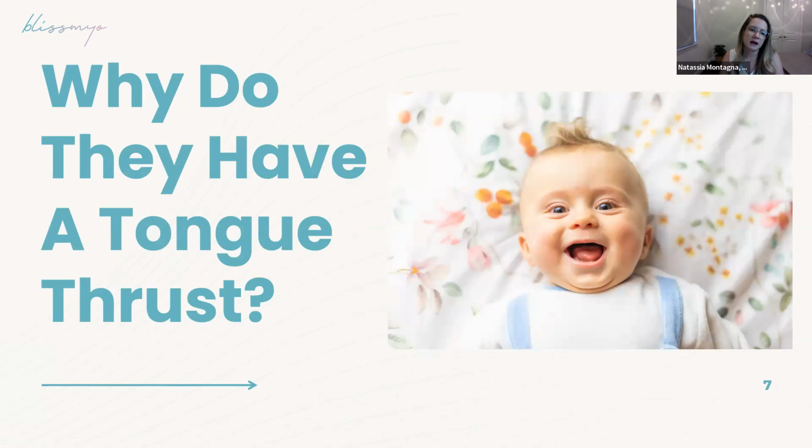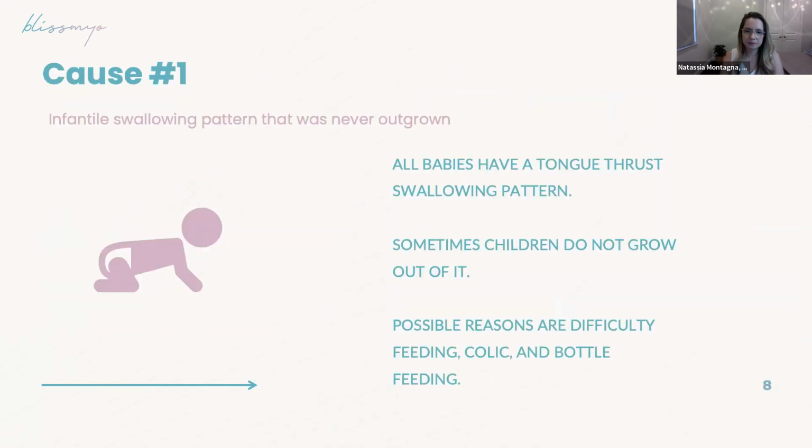So why do they have a tongue thrust? Usually it starts with an infantile swallowing pattern that was never outgrown. So every baby grows with an infantile swallowing pattern, which is a tongue thrust, and they never grow out of it. And usually that can come from feeding issues, colics or tongue tie, bottle feeding, pacifiers, sippy cups, etc.